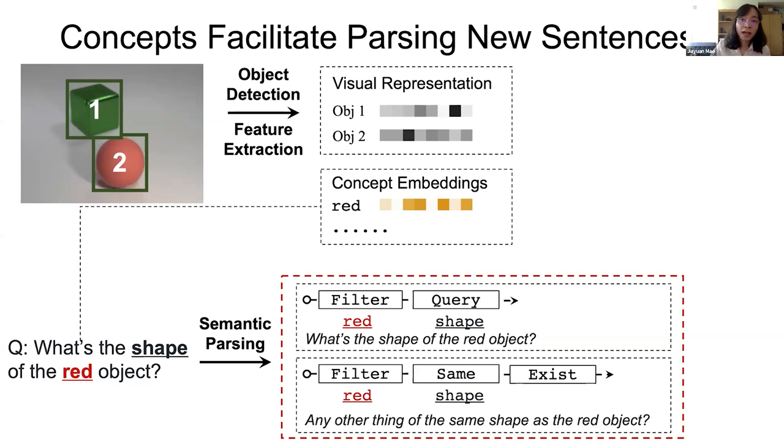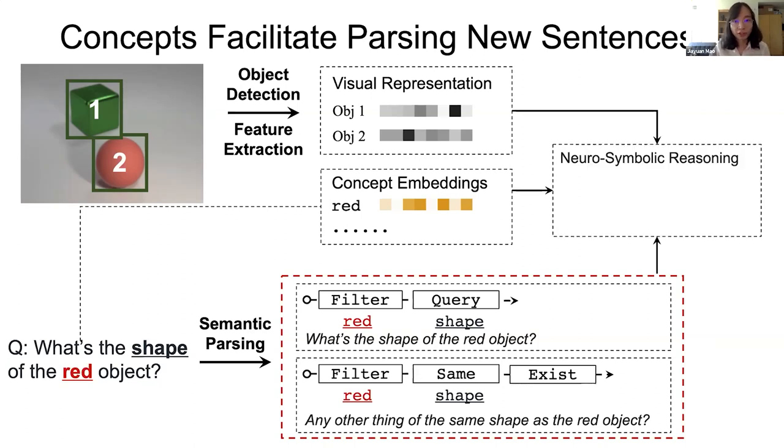The next step is to execute all these candidate programs with our neuro-symbolic reasoning engine, based on the visual representation and also the concept embeddings. The first program gives us the answer sphere, which is correct compared with the ground truth answer. So here we can label the first program as a positive example. Meanwhile, we can also execute the second program, which will give us the answer no, since there's only one sphere in the scene. However, the answer no is incorrect if you compare it with the ground truth answer to the original question in natural language. So the second program will be marked as a negative example.